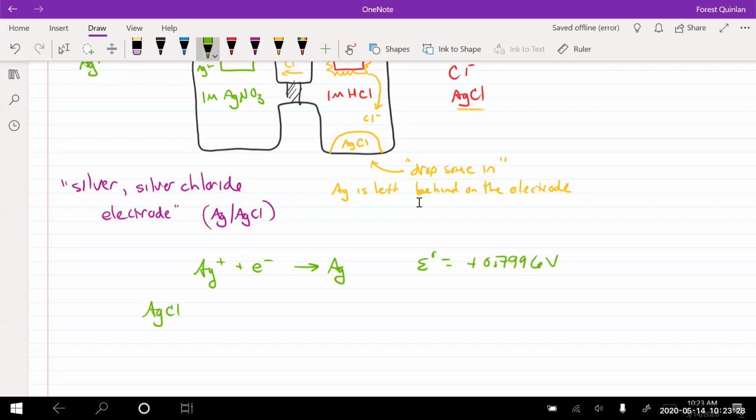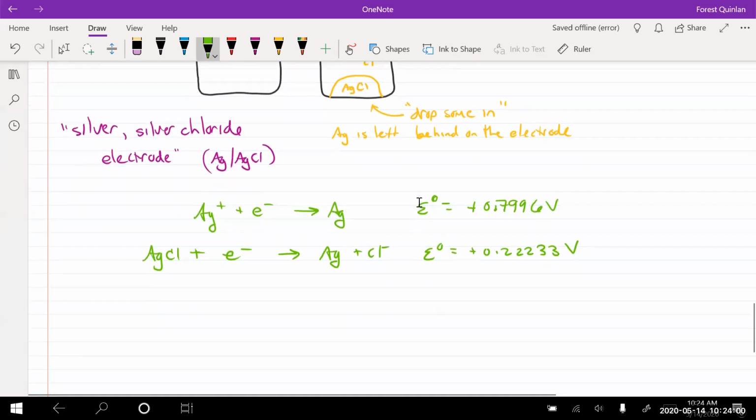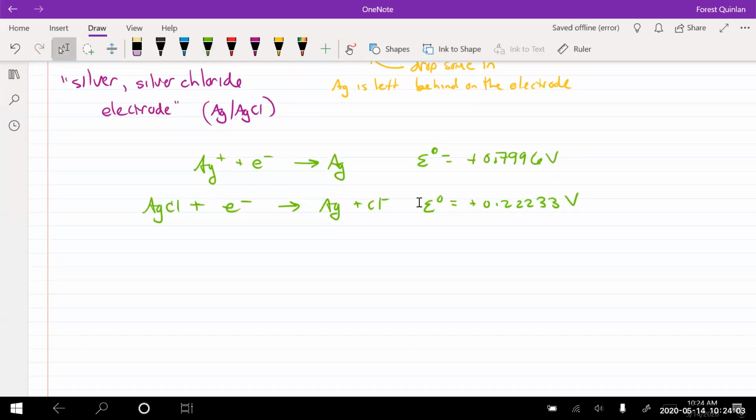We have AgCl plus an electron goes to make solid silver plus a chloride. The E naught of this is positive 0.22233 volts. We know these very well. So if I were to figure out the voltage that I would see in this situation, hopefully you realize that I have to flip around the top one.